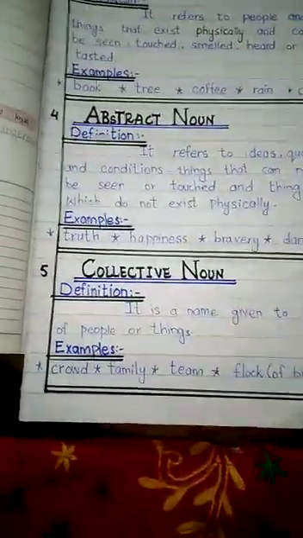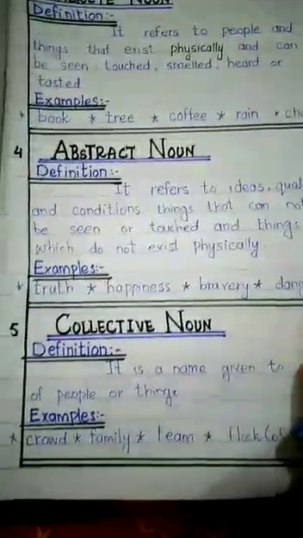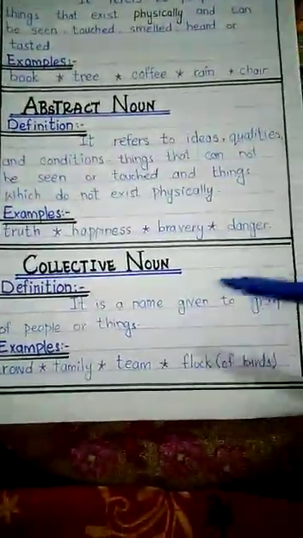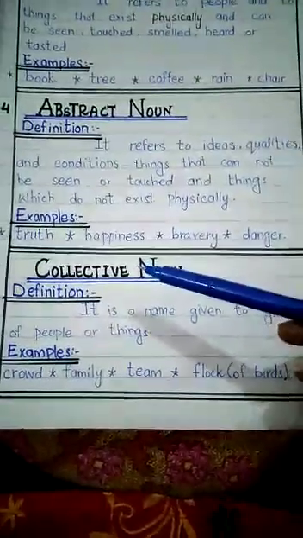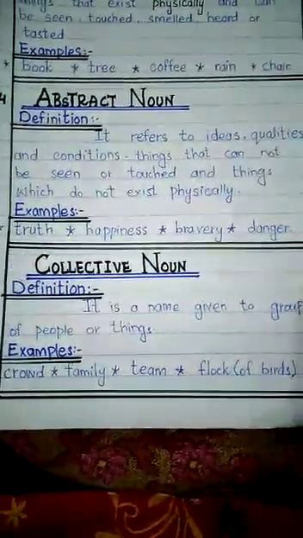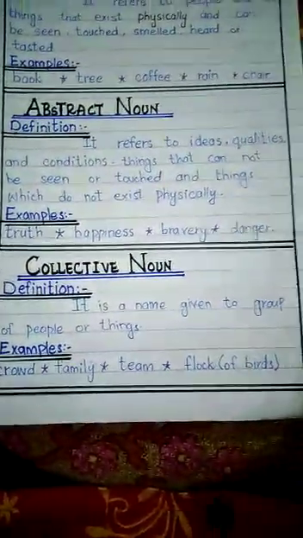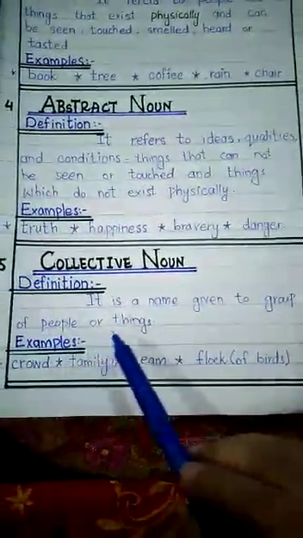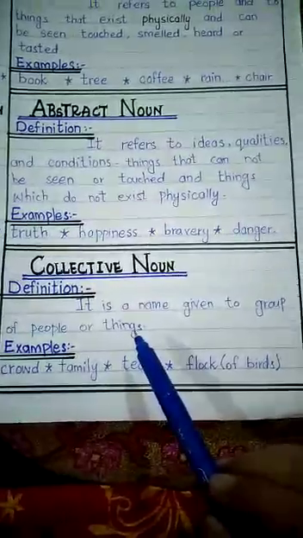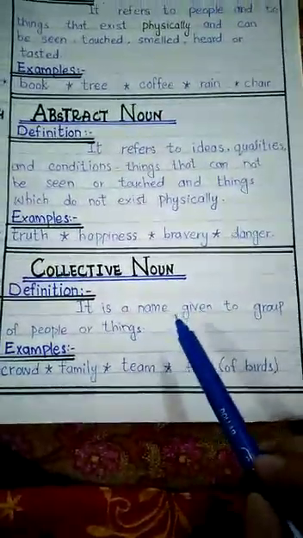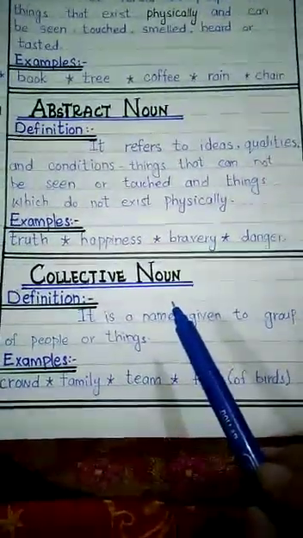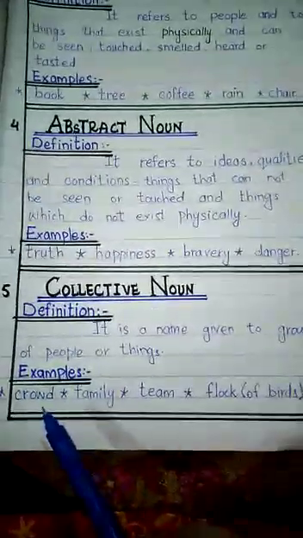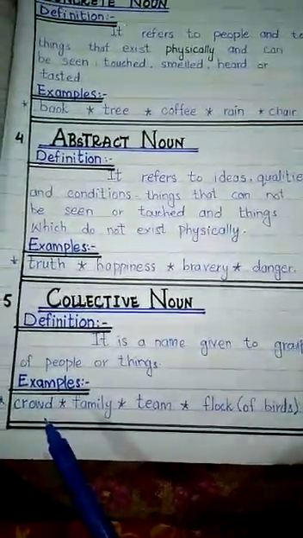Okay. Now next, and then we have the last one, and that is called the collective noun. Now, from the name, you may understand the collective like something which is all together, right? Now, let's see the definition. It is a name given to a group of people or things. As I told you, when something is in a collective form and you give a specific name to that. Now, for example, the crowd. The crowd can be of people.